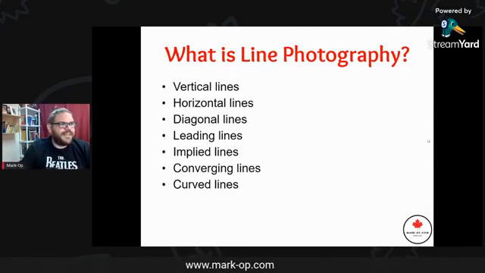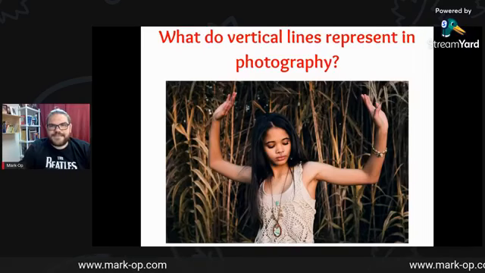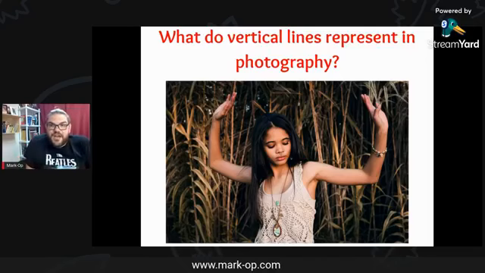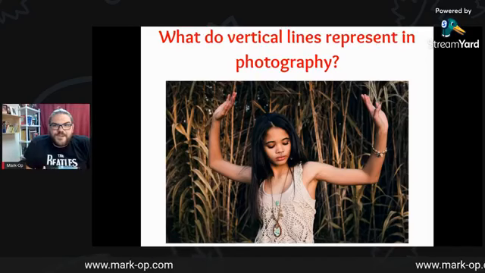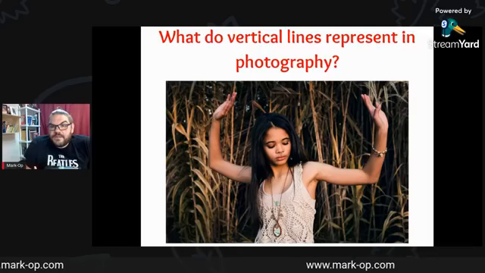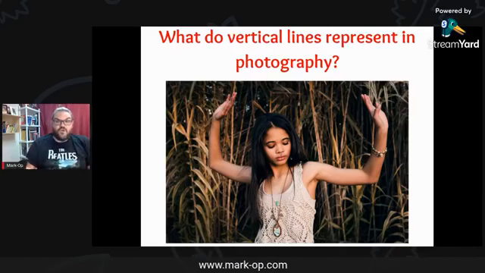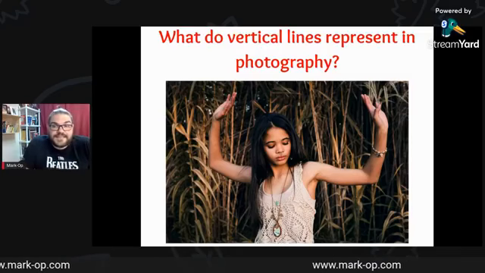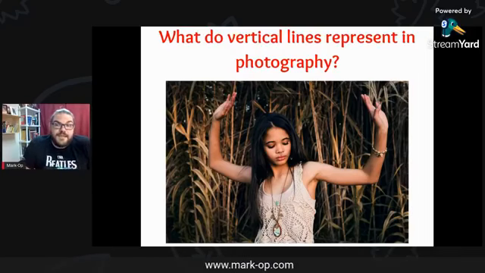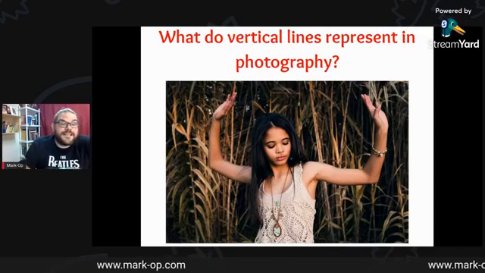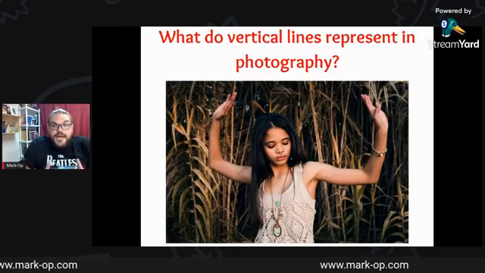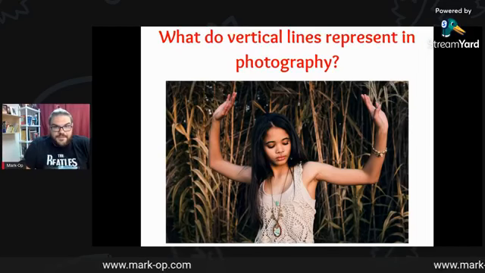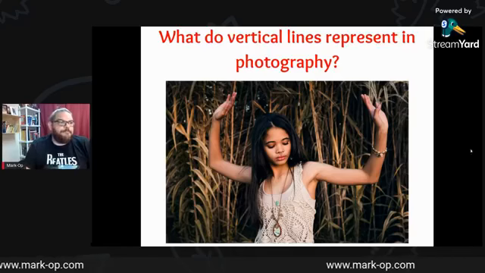So let's start with vertical lines. Yes, vertical lines. They represent growth, strength, confidence. They're also like our body language. When we stand up straight, we appear more in control, confident, and strong. If you're leaning against a vertical line in an image, the subject looks supported. So vertical lines in a photo mean confidence, structure, and strength. That's very important.